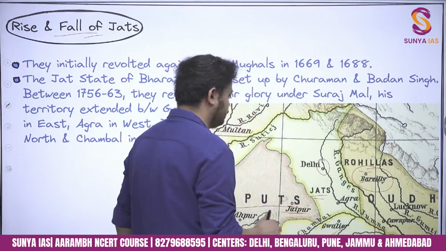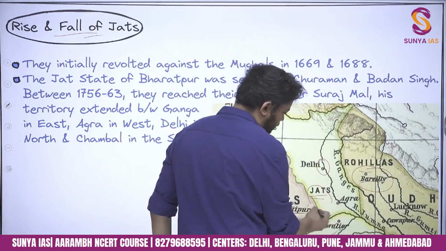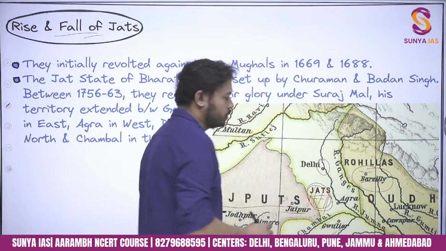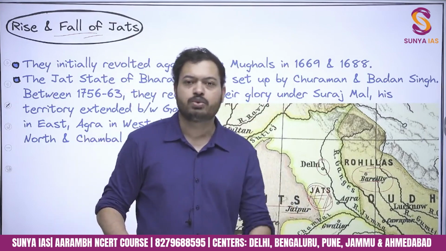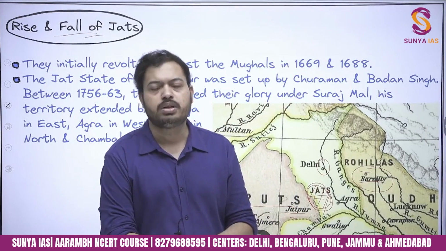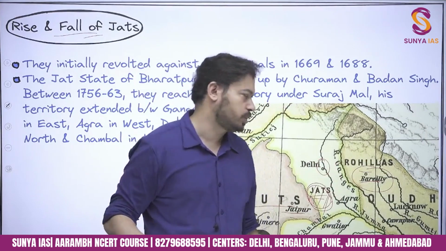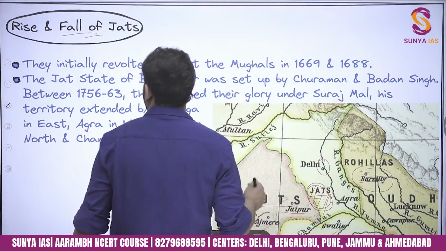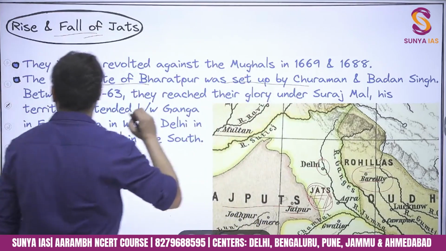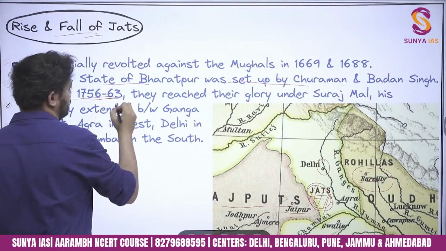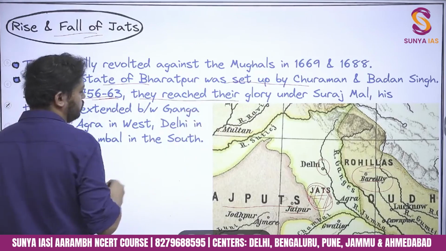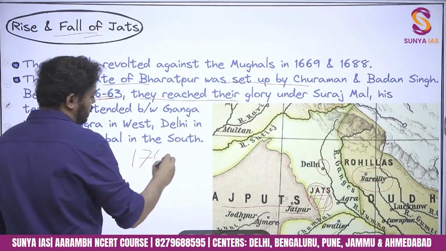So this region, okay, that's where Bharatpur is, and that's where they established themselves. And from there evolved this whole Jat dominance story. Okay? The Jat state of Bharatpur was set up by Churaman and Badan Singh. They reached their glory under Surajmal. He was a later ruler, basically in 1740.